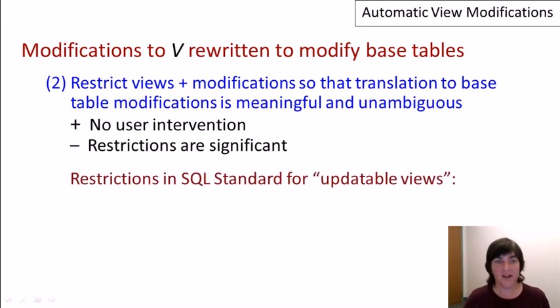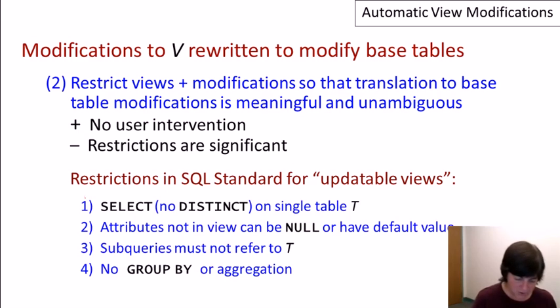Now, in the SQL standard, there is a definition for restrictions to views and modifications for what are known as updatable views. The restrictions are on the definitions and they apply to inserts, deletes, and updates altogether. What I mean by that is that a view is either updatable or it's not. The SQL standard specifies 4 restrictions. The first one says that the view must be defined as a select statement on a single table T. That means it cannot be a join view.